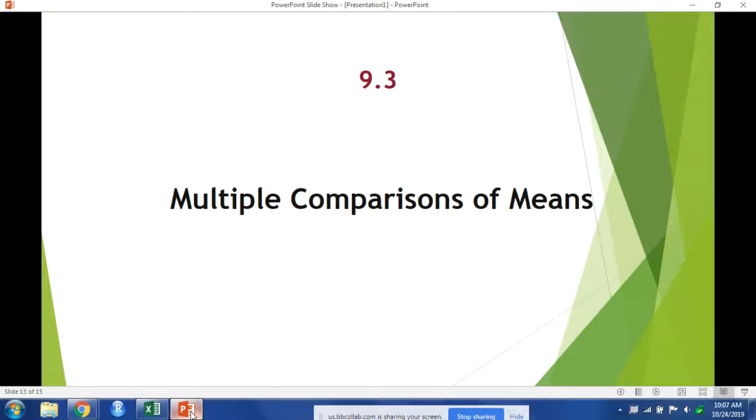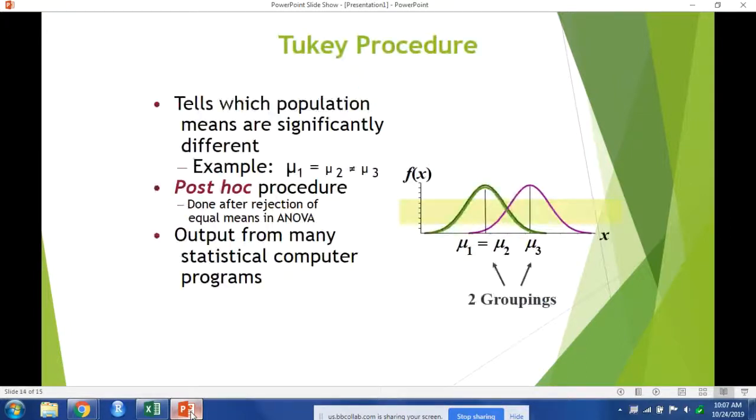The last thing I want to talk about is multiple comparisons. So the Tukey method is probably the most popular. For each of these procedures, the risk of making a type 1 error applies to the comparisons of the treatment means in the experiment. Thus, the value of alpha selected is called an experiment-wise error rate, in contrast to a comparison-wise error rate. It tells which population means are significantly different. We run this test after we run the ANOVA, and after we have already rejected the null hypothesis.